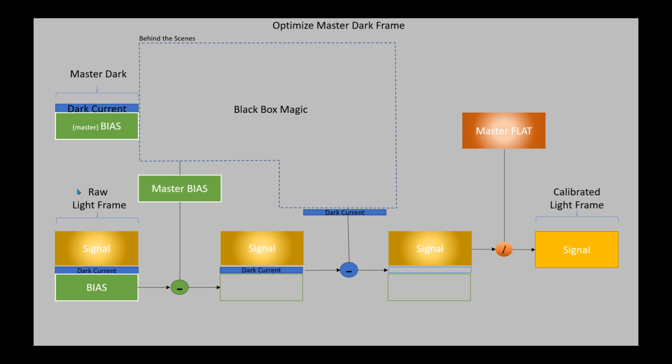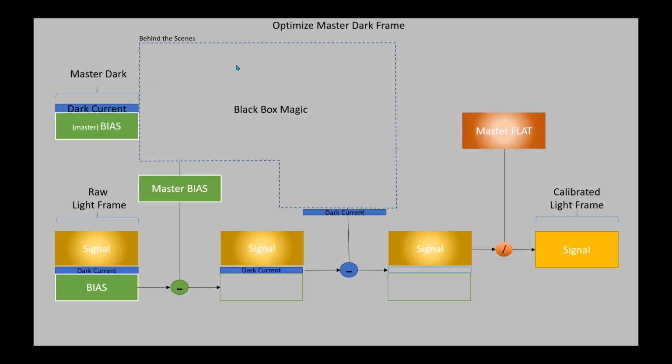Now, the reality is that if you match the times, very likely these are going to be very similar to one another. Though what you can do is optimize it. You can actually measure, because we can subtract the bias from these two images, how much dark current there is and try to scale it.